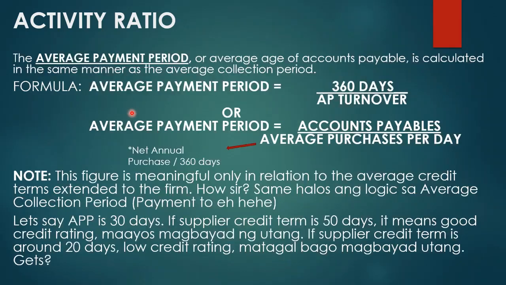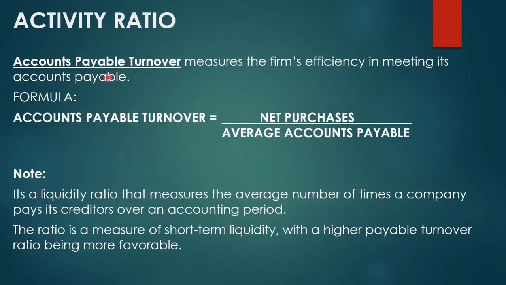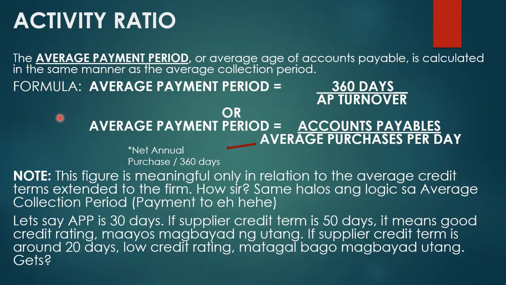Now, kaya kina inventory and accounts receivable, itong si accounts payable turnover, ita-translate natin into days, which is known as the average payment period or the average age of accounts payable. It is calculated in the same manner as the average collection period. So itong formula, APP is equals to 360 days divided by AP turnover, or APP is equals to accounts payable divided by average purchases per day, which is the annual net purchase divided by 360.